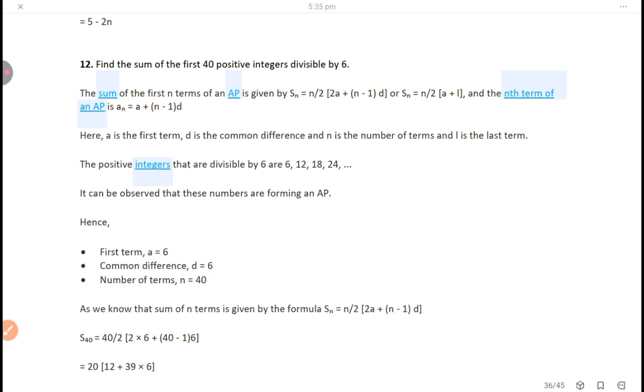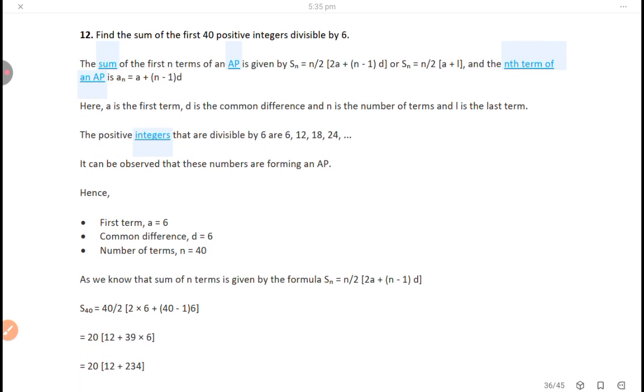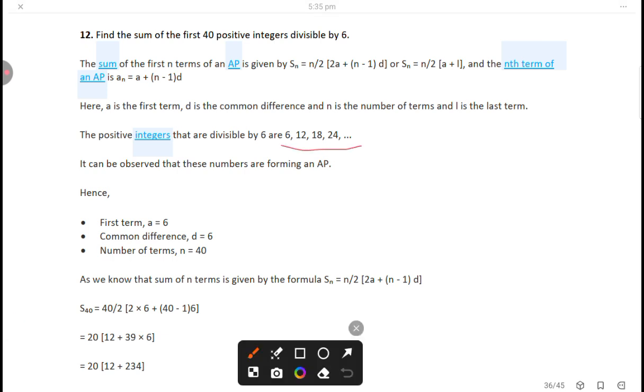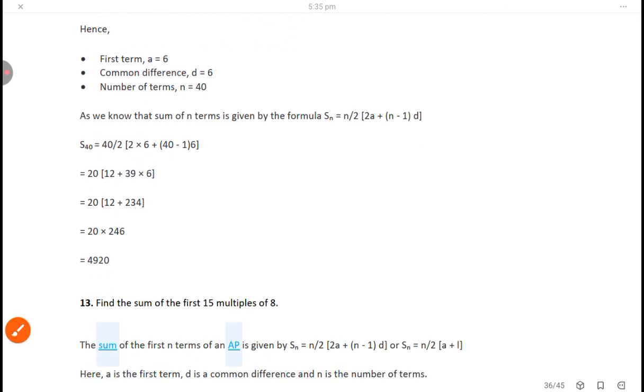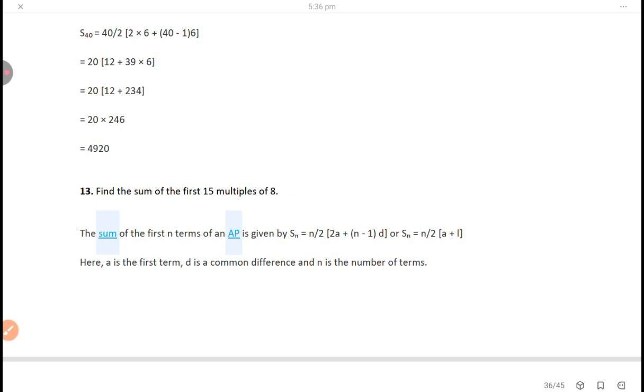Question 12. Find the sum of the first 40 positive integers divisible by 6. So 40 integers divisible by 6. Divisible by 6 means the starting number will be 6, then 12, and so on up to 240. So the first term is 6, the difference is 6, and the number of terms n is 40. Put all the information in this formula and you will get S40 equal to 4920.